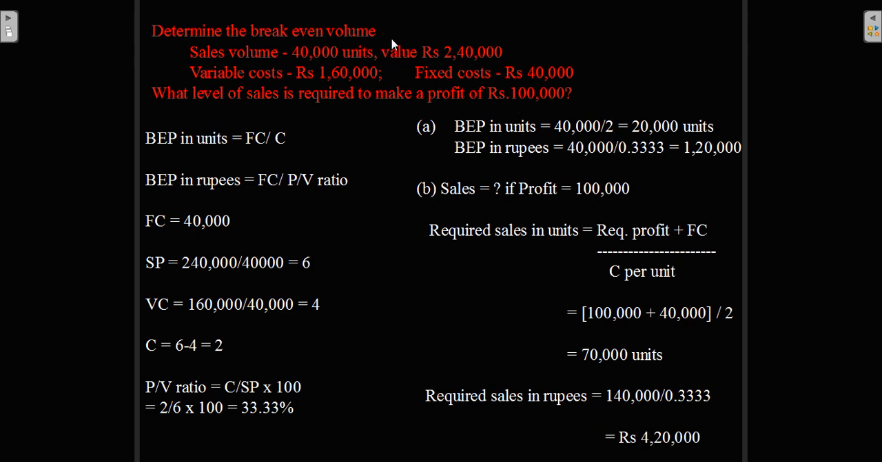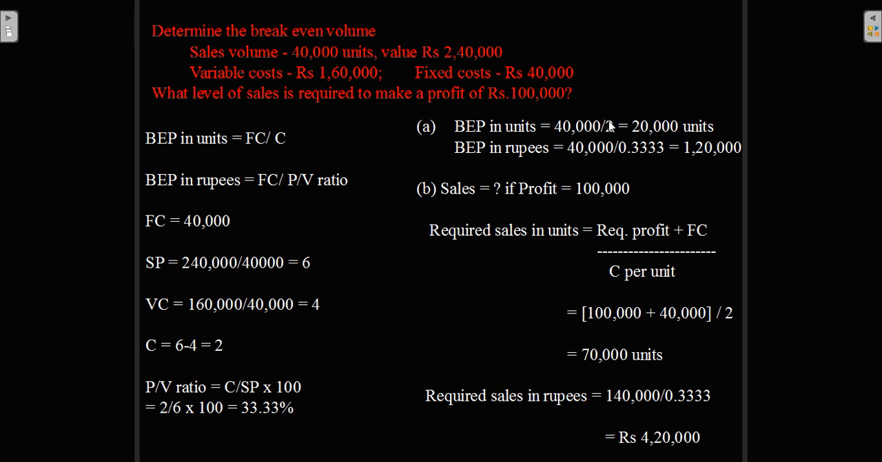So to answer the first part of the question, BEP in units, 40,000, that is fixed cost divided by the contribution, 20,000 units. If in rupees you want to find, then you divide the fixed cost by the PV ratio, that is 33.3%. So in rupees it is 1,20,000. To break even, you have to sell 20,000 units or you have to make 1,20,000.